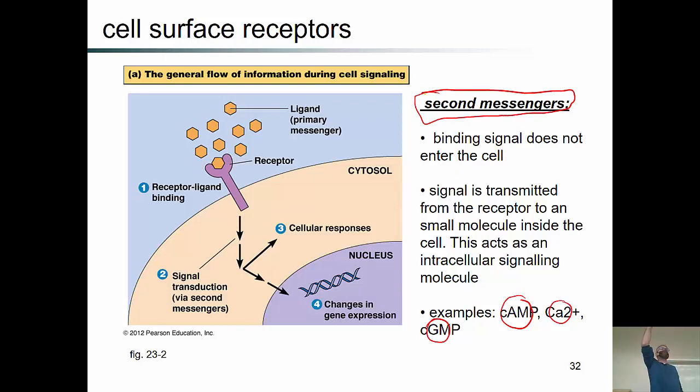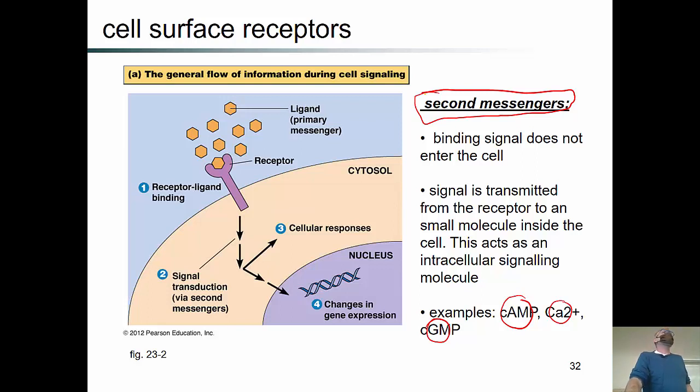So it receives a small signal outside of the cell, and then it causes production of a small, soluble molecule inside the cell, and that small molecule will initiate changes in the cell's behavior. Those can be examples of second messengers, but we can also elicit, for example, post-translational modification of proteins. The receptors can do that, and so that can also result in these signaling pathways.